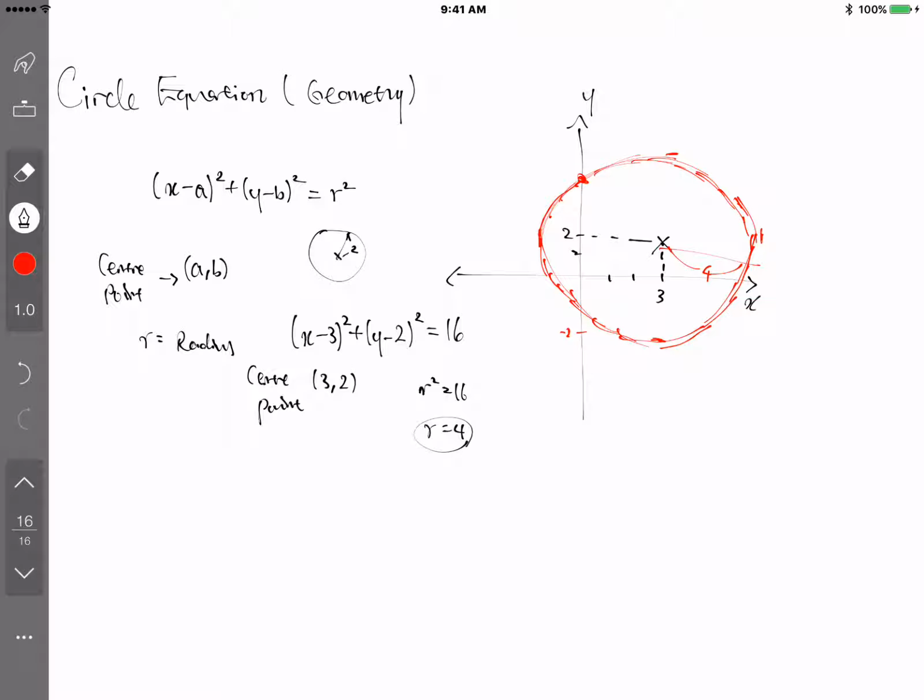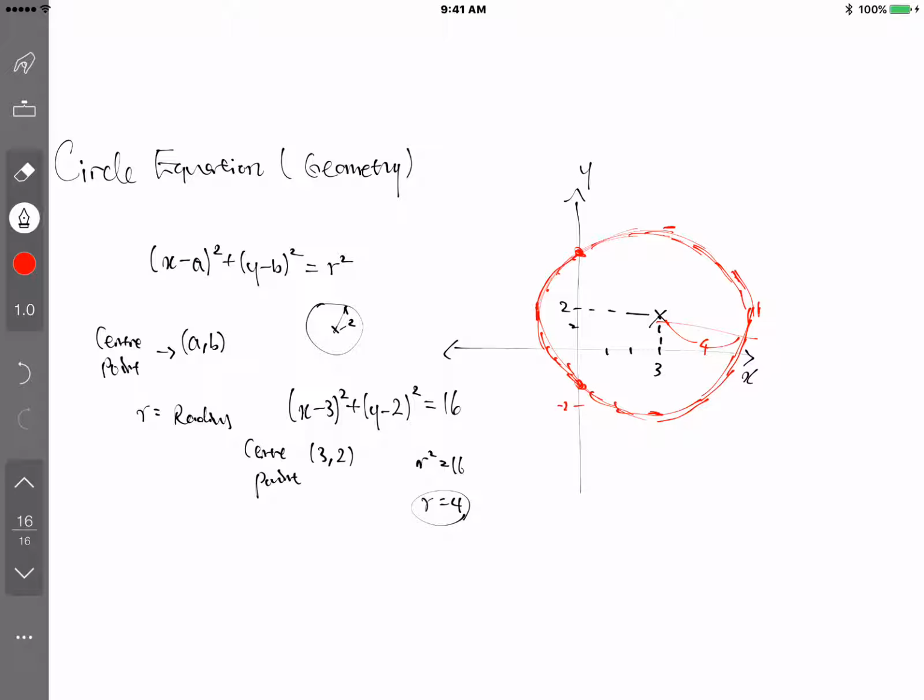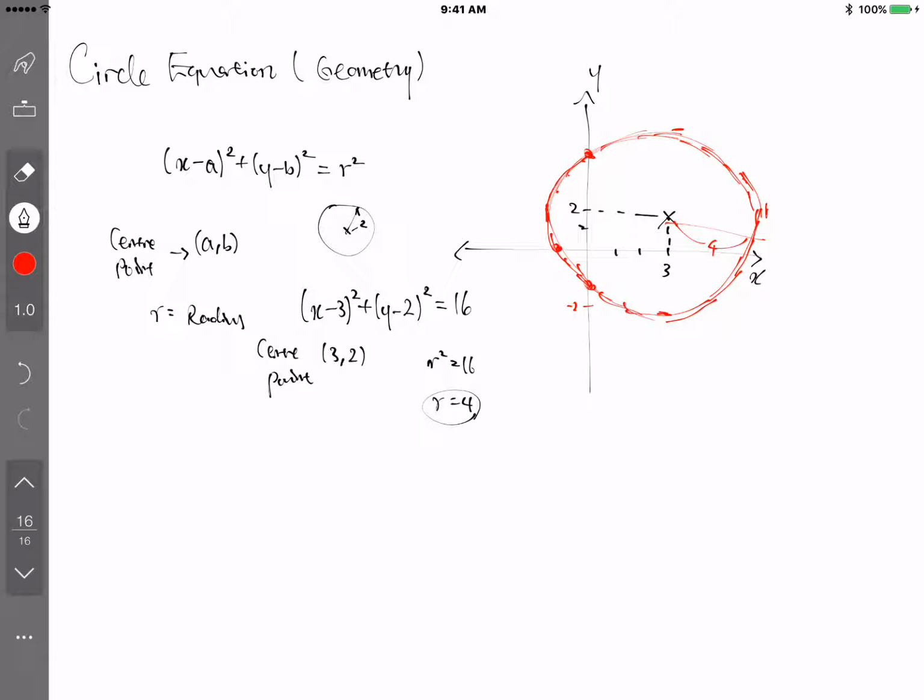And if you want to know the intersecting points, the y cutting points and x cutting points, just go ahead and substitute into the formula. Actually, let me do that. When x is 0, that means it's the y cutting point. So if x is 0, substitute that, and it becomes 9 plus (y - 2) squared equals 16. And let's actually solve this quadratic equation.